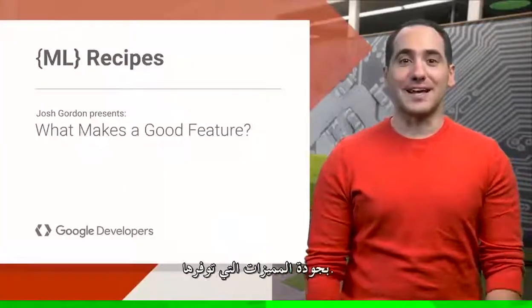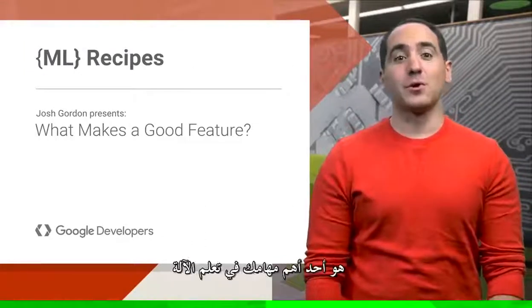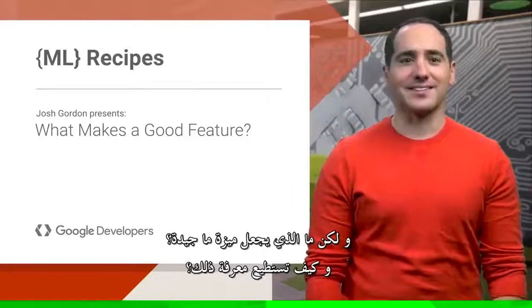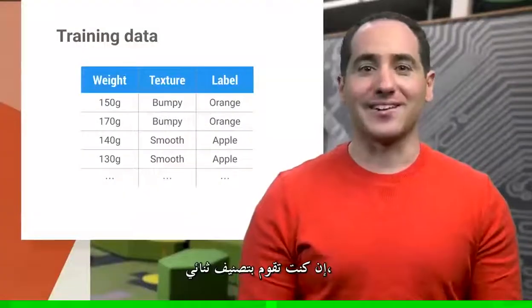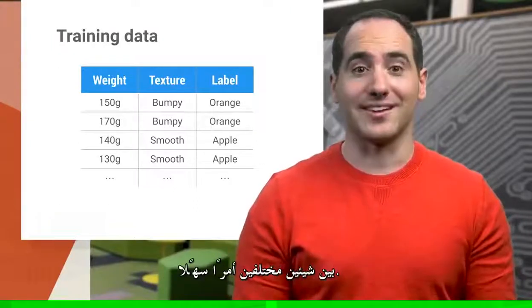Classifiers are only as good as the features you provide. That means coming up with good features is one of your most important jobs in machine learning. But what makes a good feature, and how can you tell? If you're doing binary classification, then a good feature makes it easy to decide between two different things.